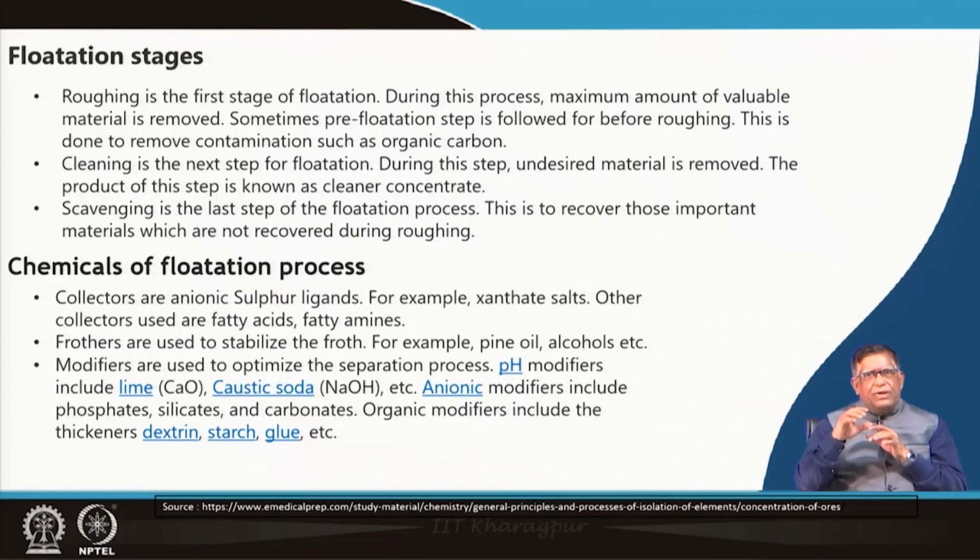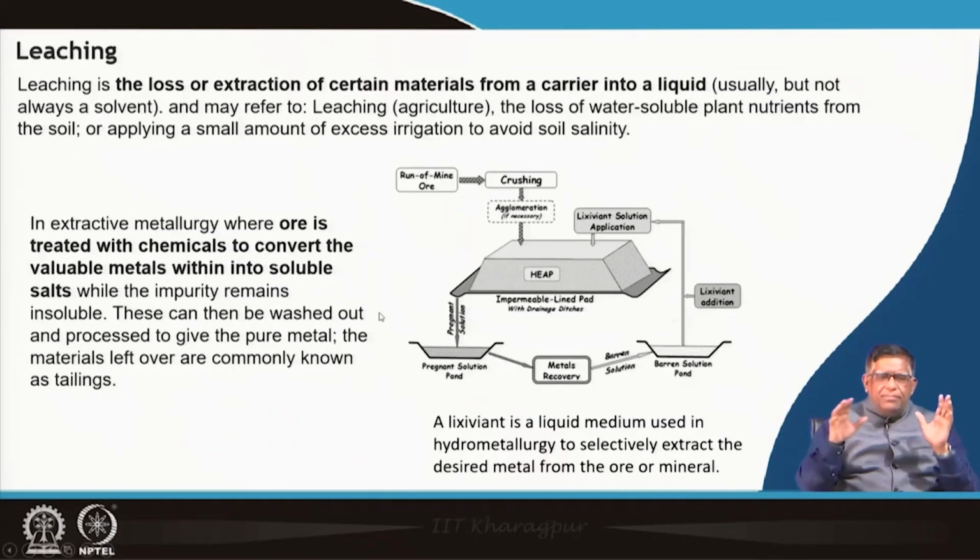Then you do the flotation, and sometimes you clean the froth also. During this step the undesired materials can be removed, and then comes scavenging, which is how you separate out what remains once the froth has come. As we said, different types of collectors, frothers and modifiers are used in froth flotation processes in metallurgy.